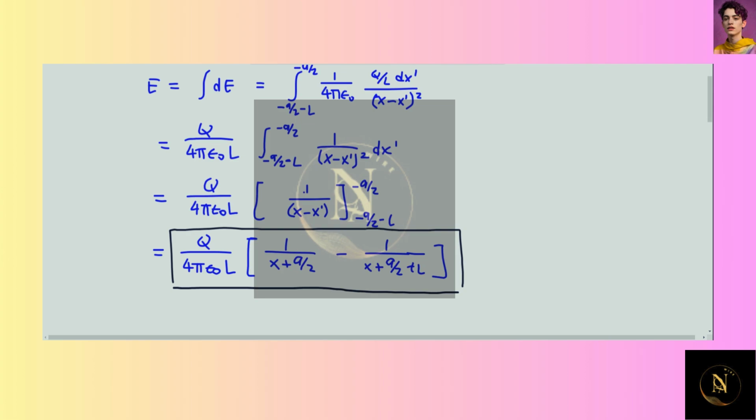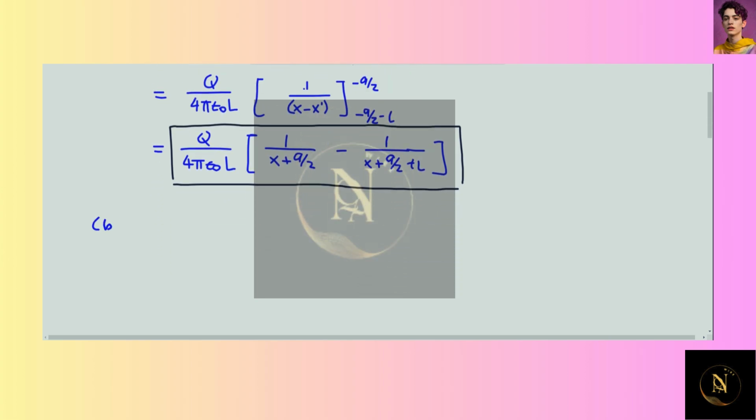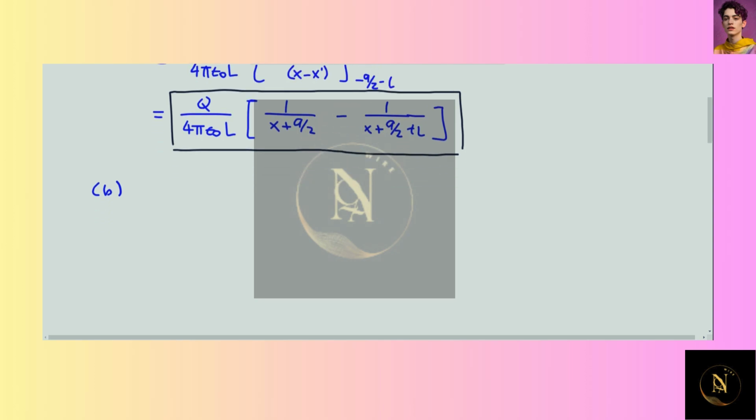Then in part B, we want to find the force that the rods exert on each other. In our situation, we found the field at this point, and at each x they have a different E. We just consider the dq over here, and then we multiply by the E, and we obtain the dF.